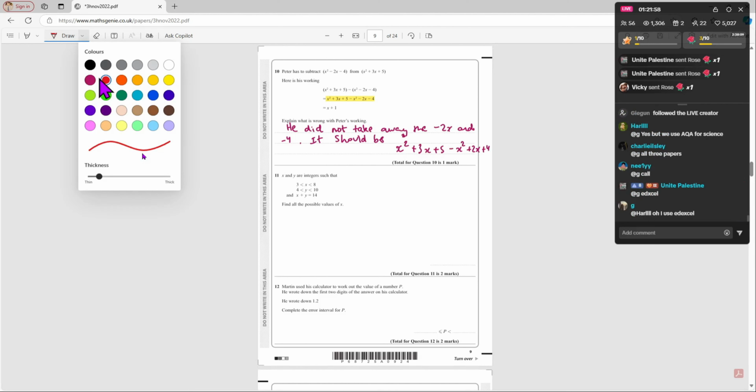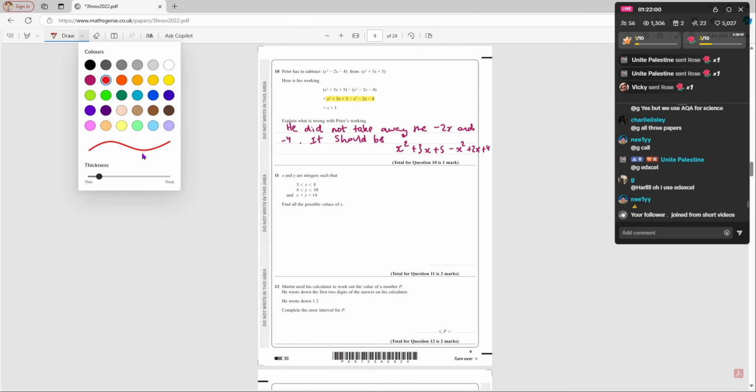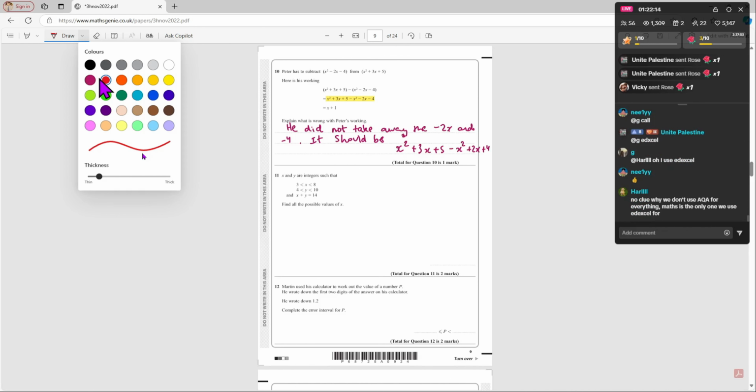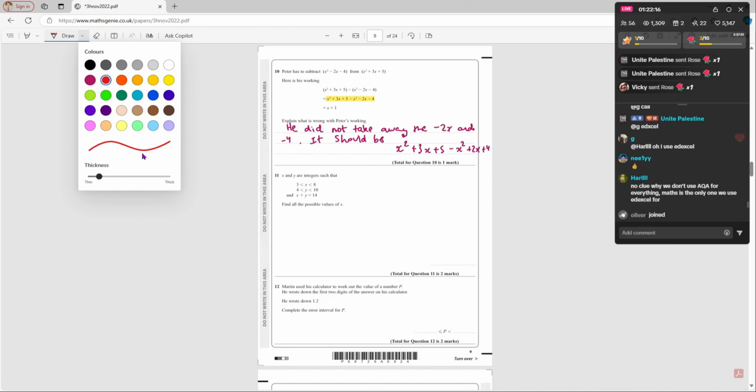Now let's move on to our next question. It says x and y are integers such that 3 is less than x and x is less than 8, and 4 is less than y and y is less than 10, and x plus y is equal to 14. Find all the possible values of x. So can someone in the chat list all the numbers that can be x?